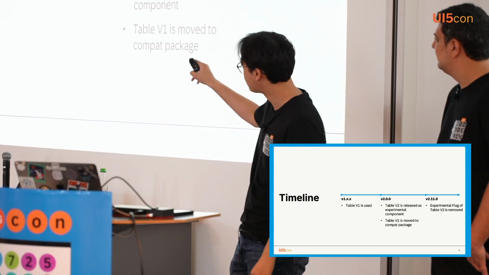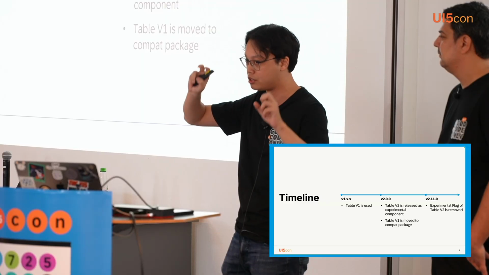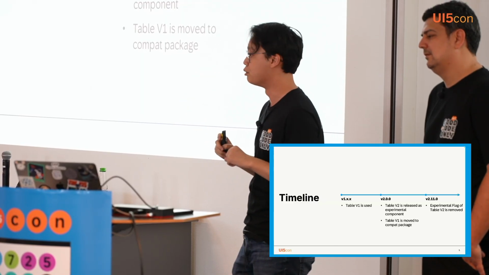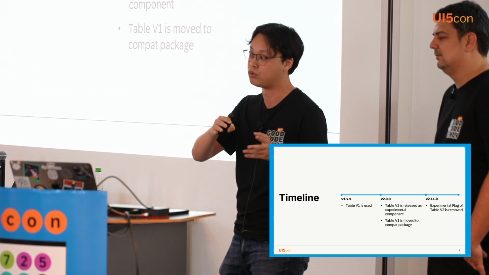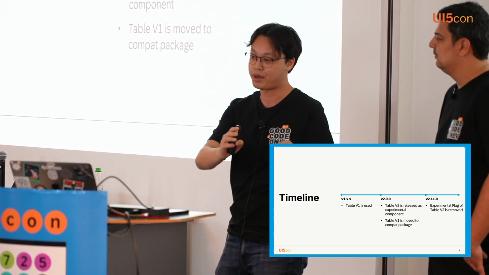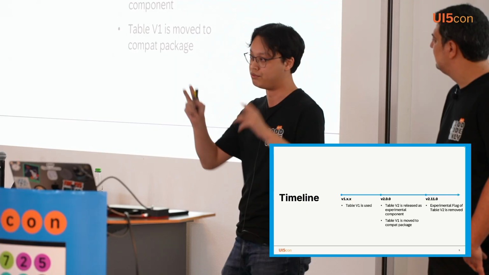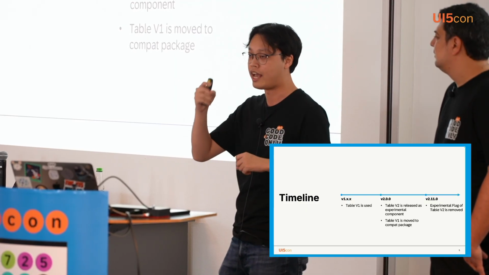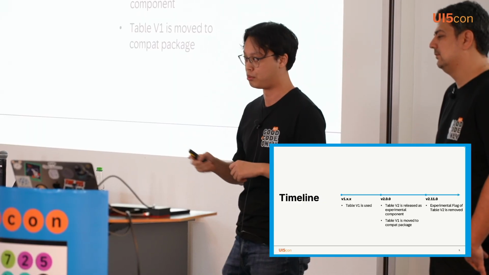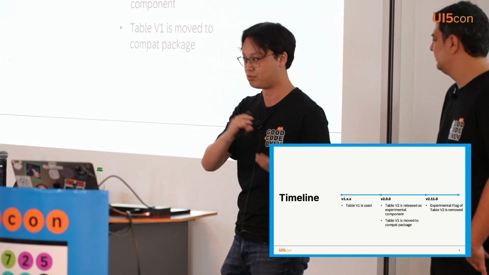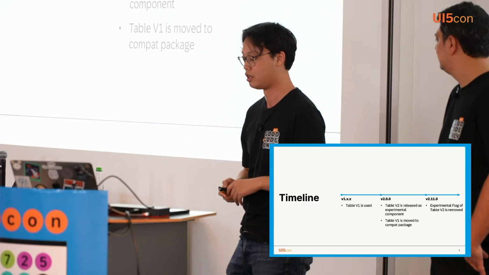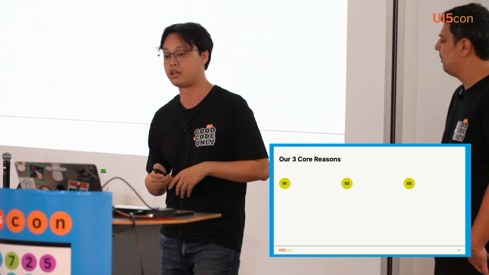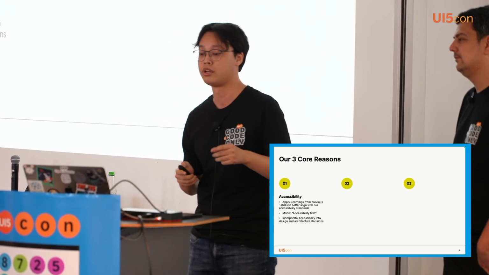In version 1.x, we've used the old web component table. With the release of version 2, we've introduced a new web component table, replacing the old one, moving the old one into the compat package, and released this v2 table as an experimental component. And as of version 2.11, this experimental flag has been removed, so you can safely use it in a productive environment. And our three core reasons of why we did all this is accessibility.